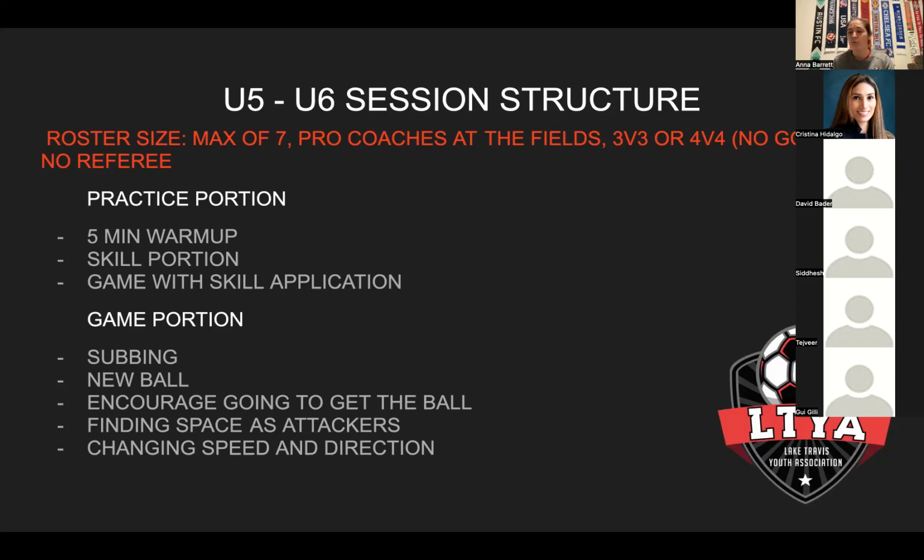As they're playing, we'll do the new ball method for the U5s and U6s, meaning if the ball goes rolling out of bounds, just throw a new ball onto the field into space somewhere, so that instead of staying clumped up, they can run to that space, and it just opens up the game.